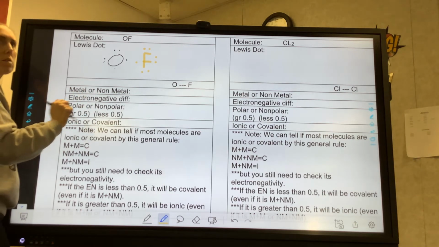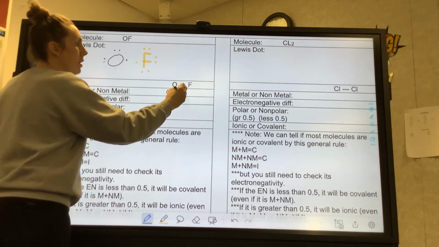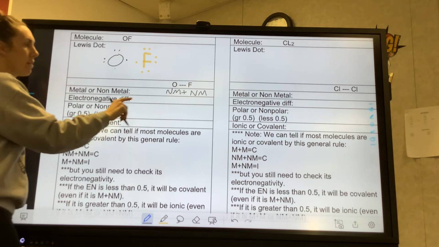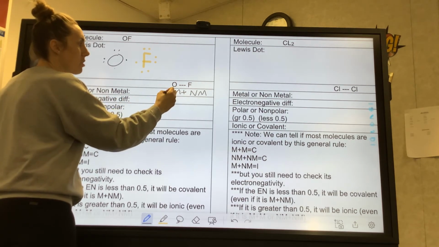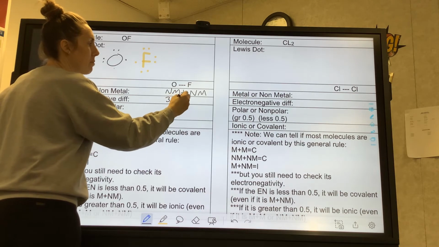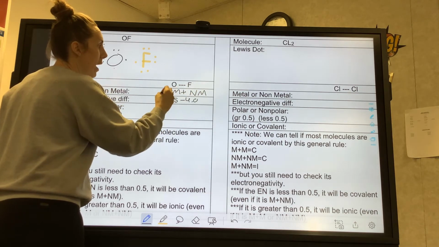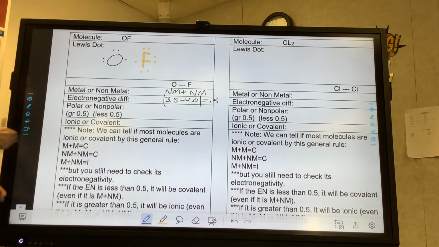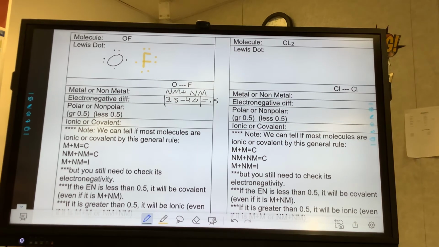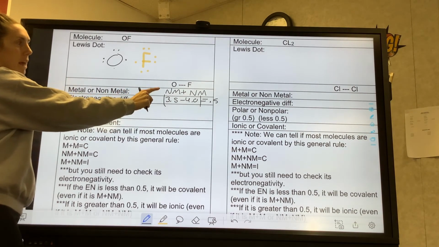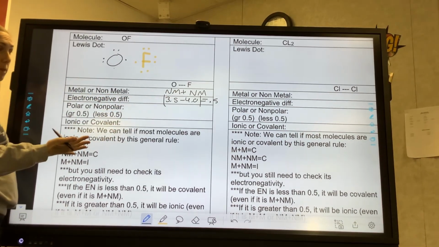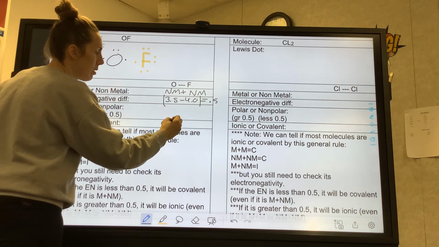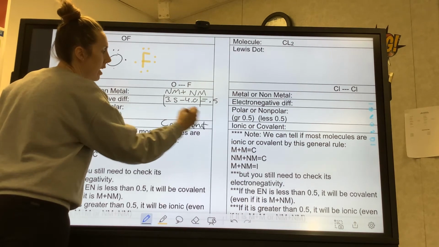Now, metal or non-metal? What do y'all say oxygen is? A non-metal. I agree. Fluorine? Non-metal. Okay. Electronegativity difference. What is the electronegativity of oxygen? 3.5, minus 4.0. Wow, so that gives us a 0.5. Because I wanted you to think about what I would do, it's exactly 0.5, so go back up to our normal rule. Non-metal plus a non-metal would normally be covalent, and then it's non-polar.